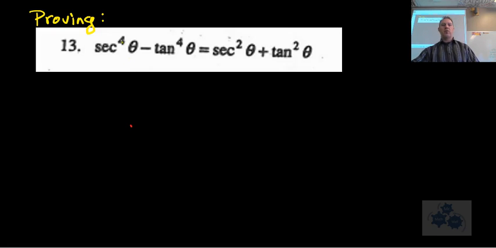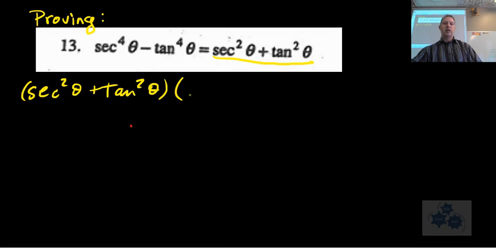I know it's to the power of 4, but you can view this as a difference of squares where one square would be secant squared theta and the other one would be tan squared theta. And we actually do see over here that we have secant squared and tan squared remaining over here. So that might be a good thing to do, is to try and factor that difference of squares. So let's try that. Again, that's going to be secant squared theta plus tan squared theta.